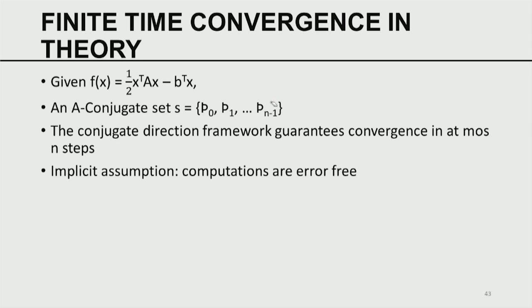Which we are now going to state explicitly. So given f of x is equal to x transpose Ax minus b transpose x, given a set of conjugate directions, the conjugate direction framework guarantees convergence in at most n steps. That means finite time convergence.